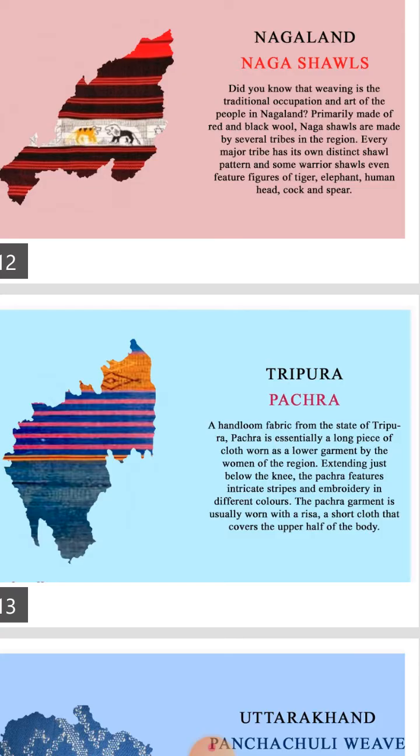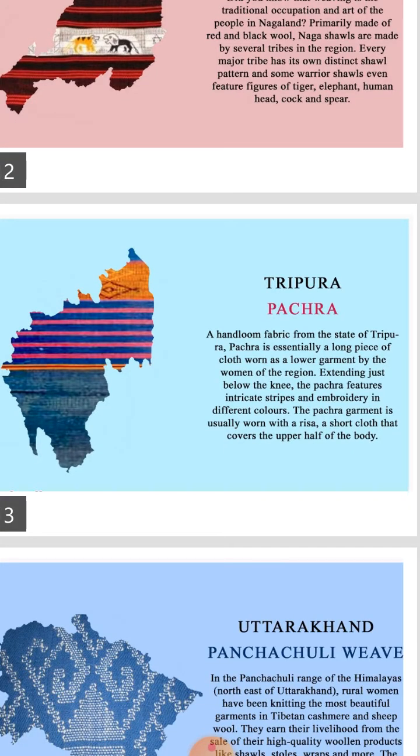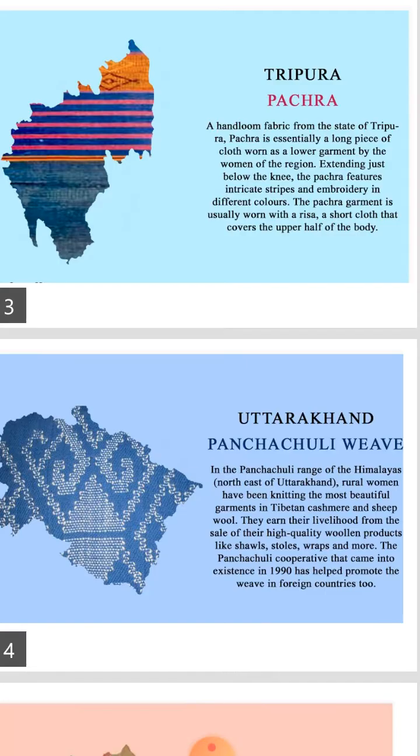Now next, moving to the state of Tripura, it belongs to the Pachra. Pachra is essentially a long piece of cloth worn as a lower garment by the women of the region, extending just below the knee. The pachra features intricate stripes and embroidery in different colors. The pachra garment is usually worn with a risa, a short cloth that covers the upper half of the body.